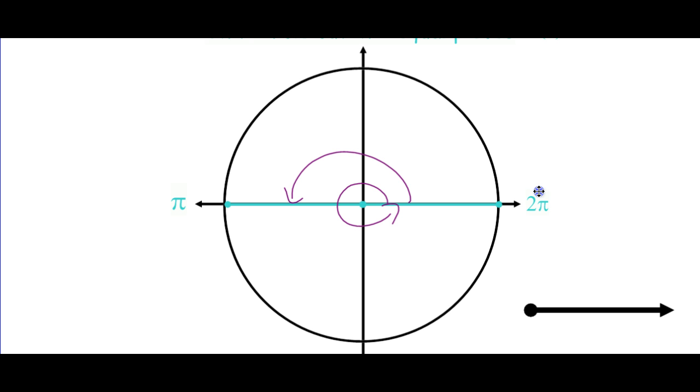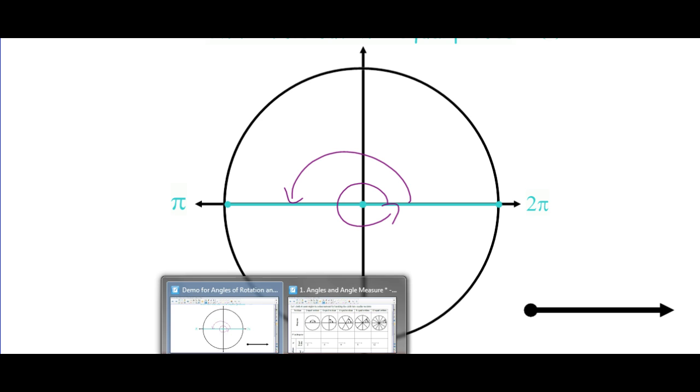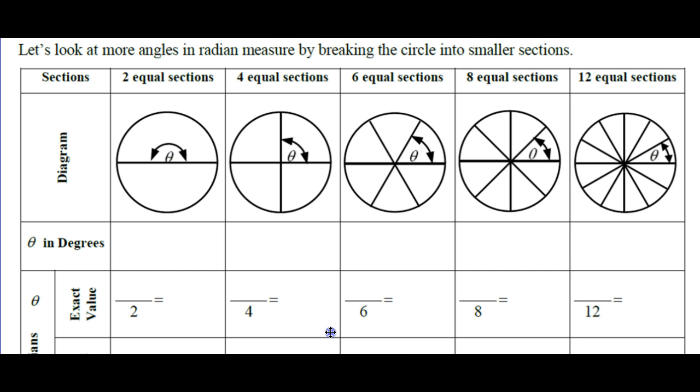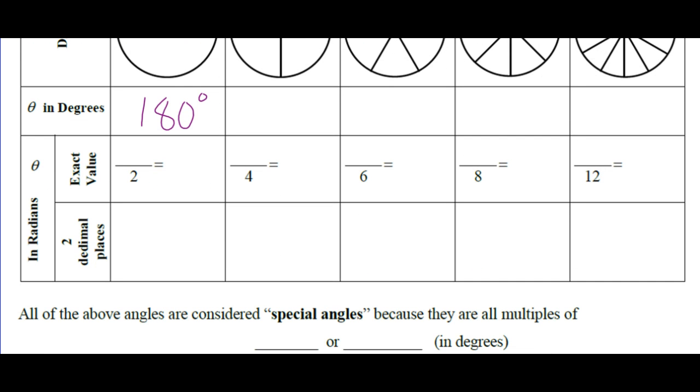Okay, so you should now be able to fill in, right? Somewhere on here we can fill stuff in. So theta in degrees. What's that in degrees? Halfway around a circle, 180 degrees. The exact value, so in radians, what will this be?